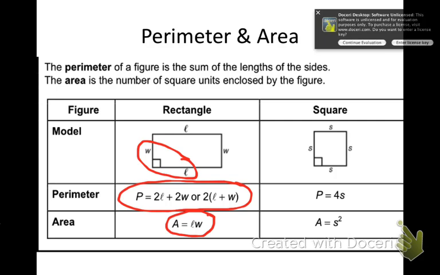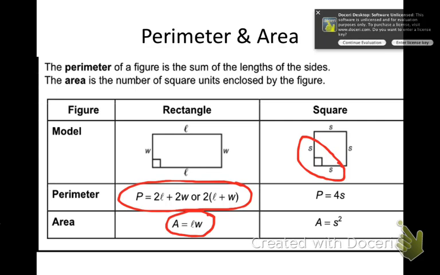Okay, you take the length times the width, and you find out how many different small grids are in there. That's what we're doing. Okay, square. Now, square is a different formula just because all the sides are the same. You can do 4 times the given side length and get the perimeter, which is the same as adding all 4 sides up. Or the area is side squared, because s times s is s squared.